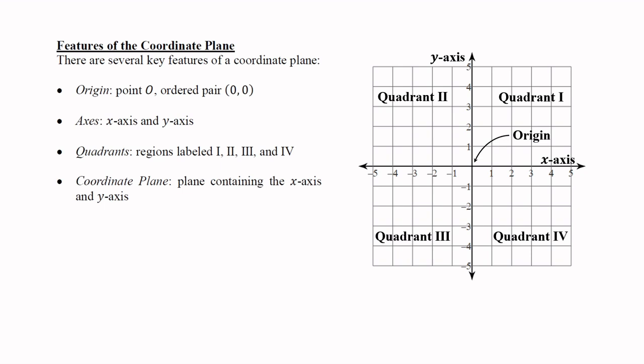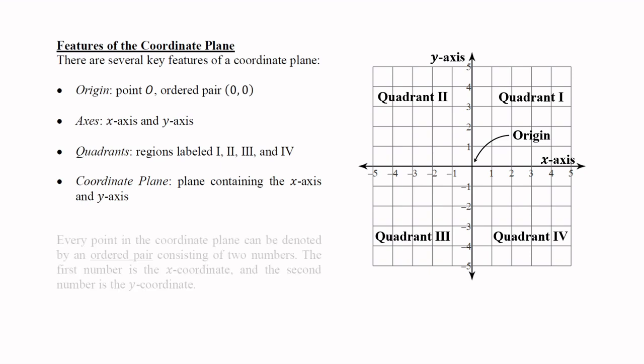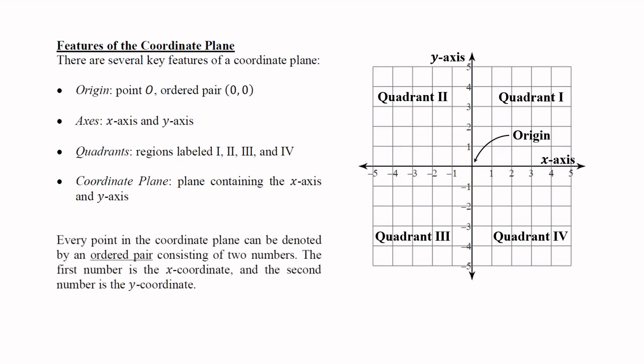The coordinate plane is the plane containing the x and y axes. Every point in the coordinate plane can be denoted by an ordered pair consisting of two numbers. The first number is the x-coordinate, and the second number is your y-coordinate.